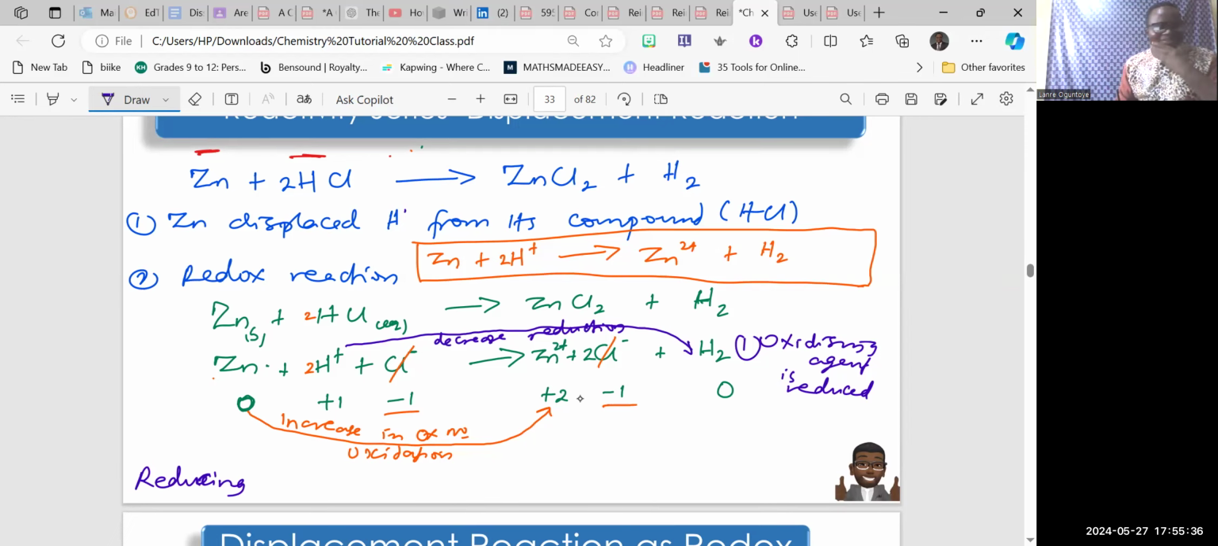So the reducing agent here is what? HCl, or what do you say? Hydrogen ion. Can you see that? And the oxidizing agent is what? Zinc.